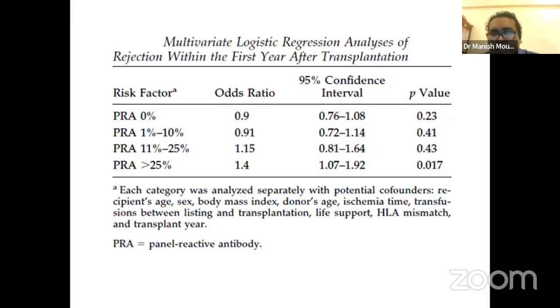So if any patient has more than 25%, they can develop antibody against the donor, because the immune system is active. Certain supporting antibody can be present which cannot be reflected pre-transplant, because maybe the MFI, the binding capacity of the antibody, is low, or the titer of the antibody is low. So this can be enhanced post-transplant. So they have observed this kind of risk factor above 25%.